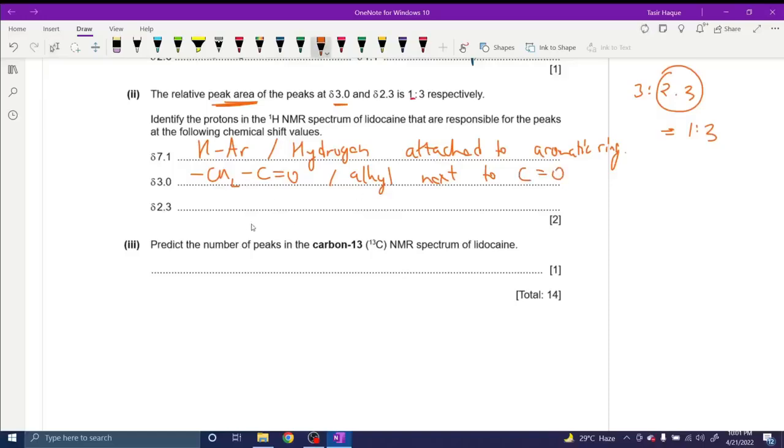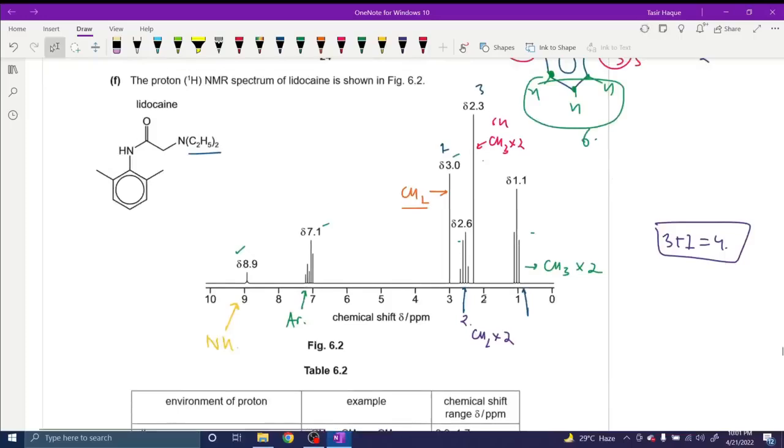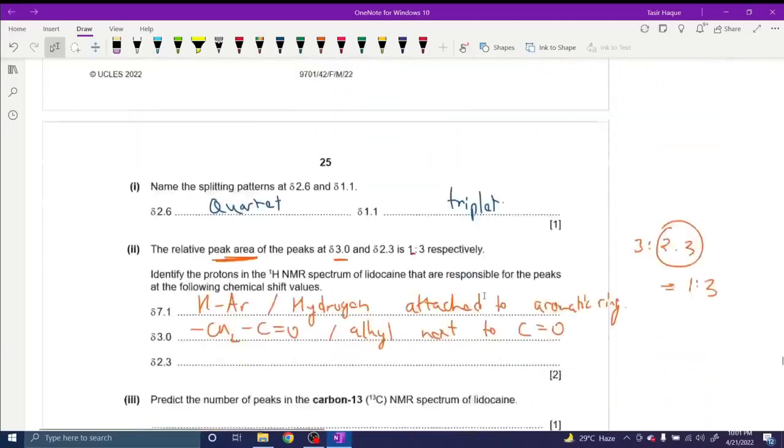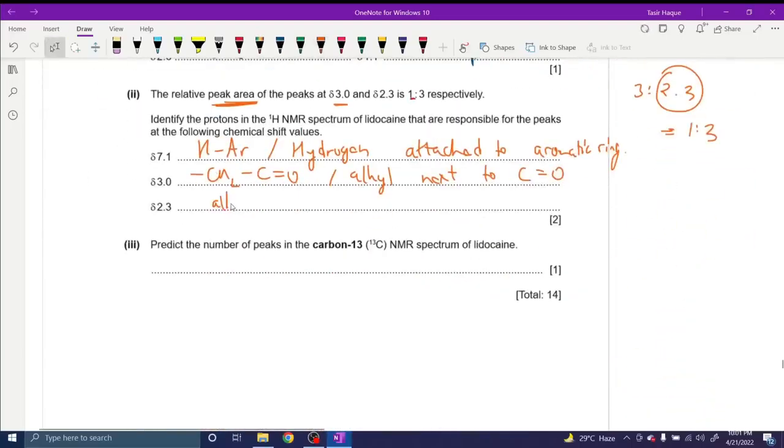Now for the last one, the one at 2.3, those are the CH3 groups attached to the aryl ring, right? So it's actually alkyl next to aromatic ring. Or you could just go for CH3AR, that's fine.